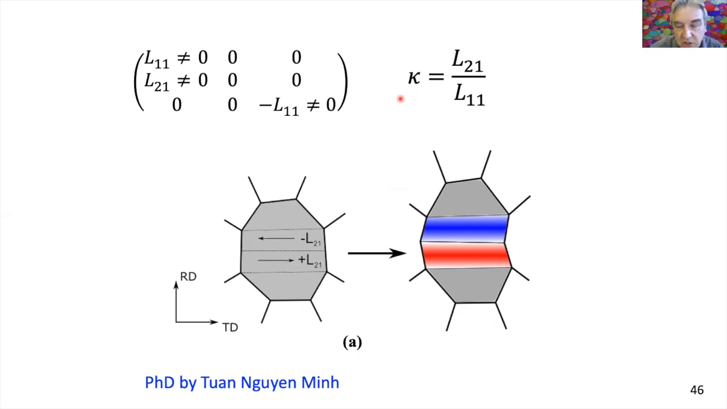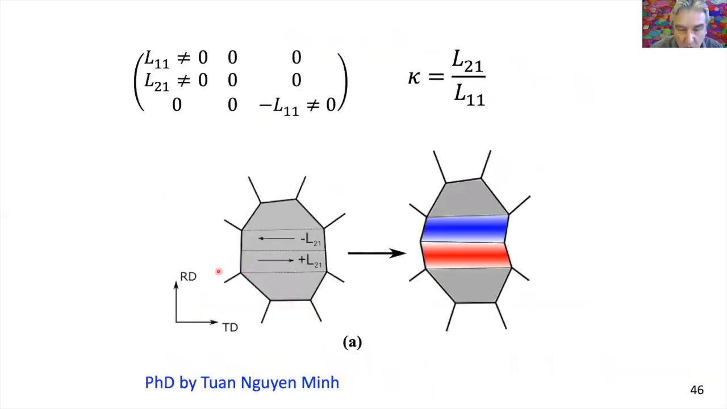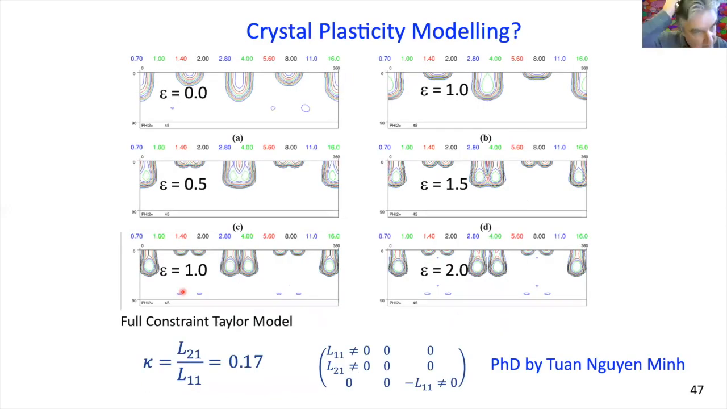The strange feature is that you can have this texture component by assuming that if this is the rolling direction, this is the transverse direction, you have a 2-1 shear. This is a shear in the transverse direction on a shear plane perpendicular to the rolling direction. Now, it's hard to imagine such a strain component combined with the plane strain compression of rolling.